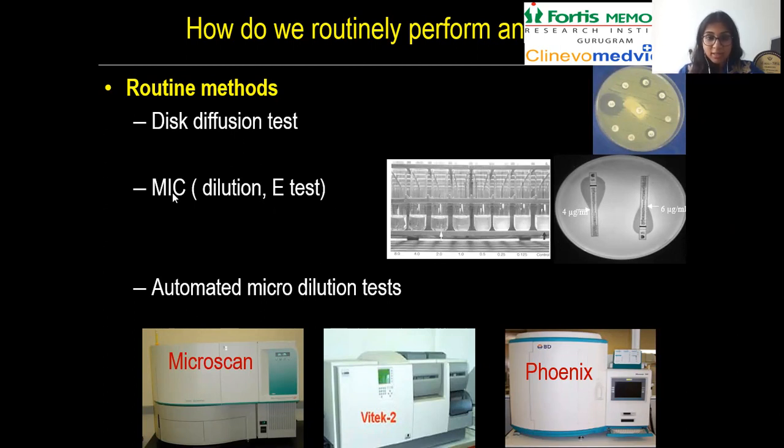And this MIC can also be assessed by looking at the E strip. It's the lower end of the zone of clearance, which actually tells us the MIC of the antibiotic for that particular bacteria. Now, more and more, we have automated microdilution methods which actually tell us whether the particular isolate is sensitive or resistant to the antibiotics.